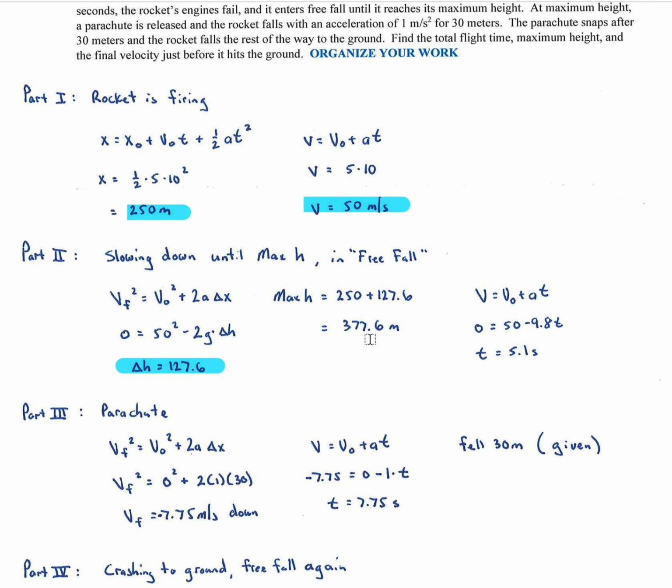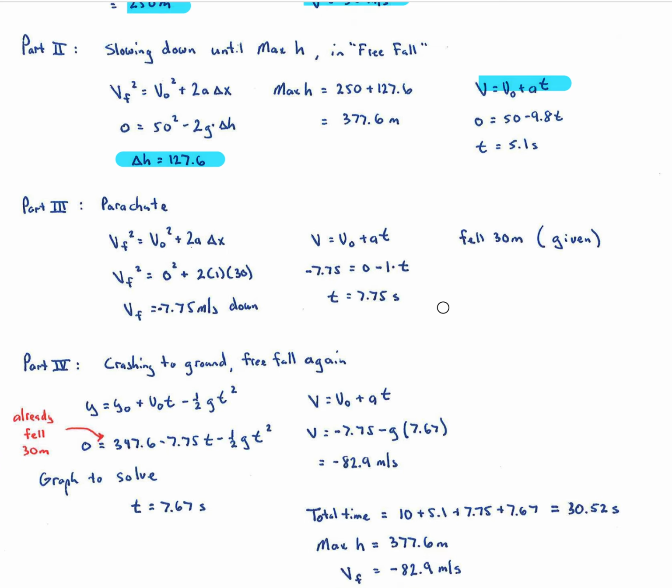And as far as the time it would take, I just used the standard velocity equation because I know I was going 50, I'm going to slow down by 9.8 every second, and that would take 5.1 seconds. Okay, now I'm at the top, and the parachute pops out.